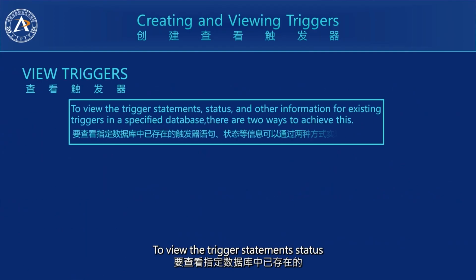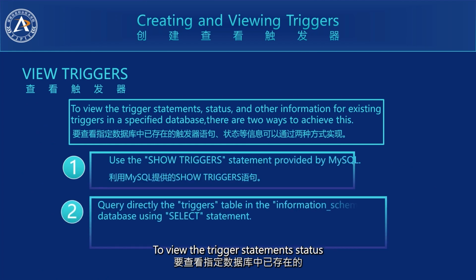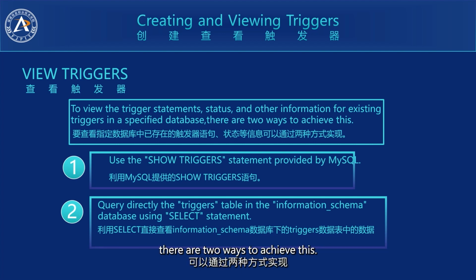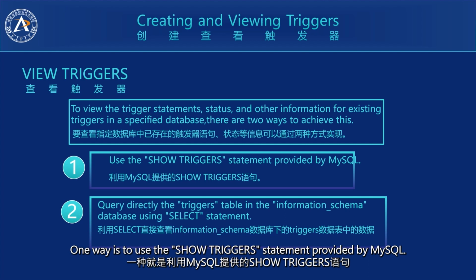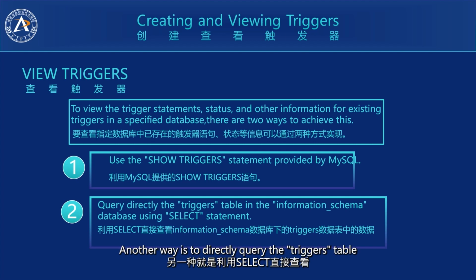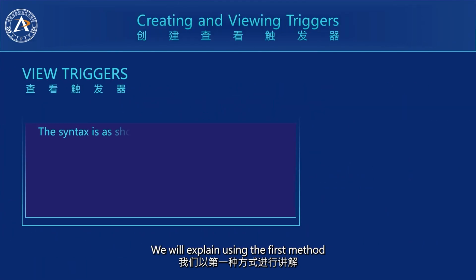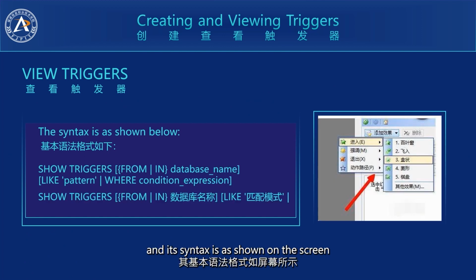To view the trigger statements, status, and other information for existing triggers in a specified database, there are two ways to achieve this. One way is to use the show triggers statement provided by MySQL. Another way is to directly query the triggers table in the information_schema database using a select statement. We will explain using the first method, and its syntax is as shown on the screen.